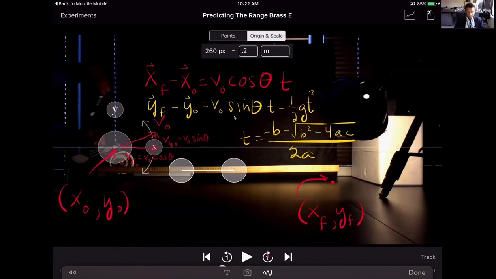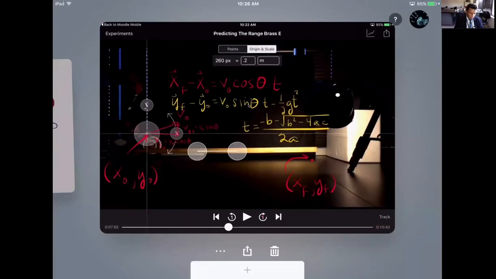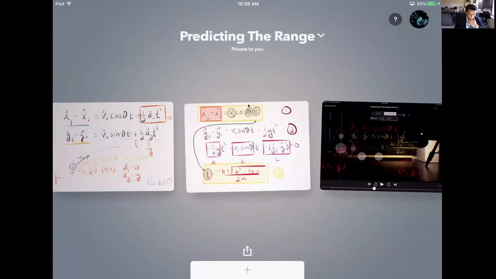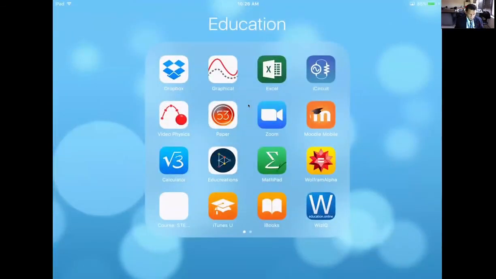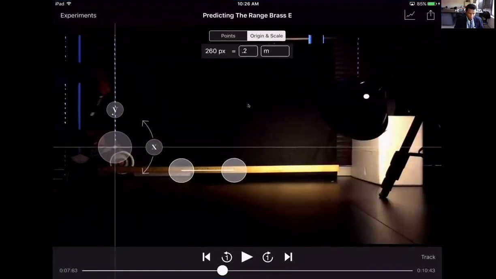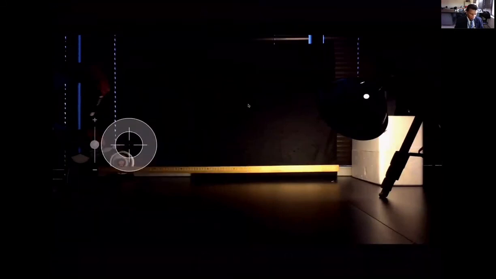All right. So I'm just going to say done with that. And let's go back to predicting the range. And the next thing we want to do is plot our points. And I'll do that in the next video.